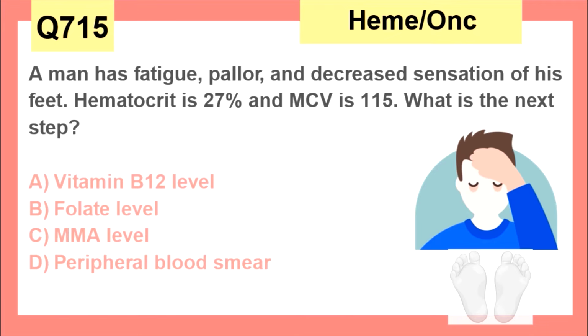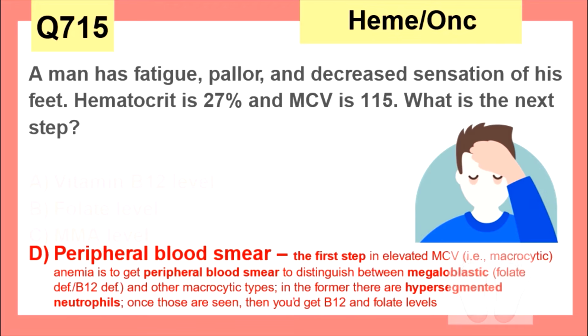A man has fatigue, pallor, and decreased sensation in his feet. Hematocrit is 27%, and MCV is 115, so it's high. What is the next step? We want to get a peripheral blood smear, and this is to see if there are hypersegmented neutrophils in order to distinguish between macrocytic anemia, regular macrocytic, and megaloblastic, where we see the hypersegmented neutrophils. Then we can narrow it down to folate deficiency or vitamin B12 deficiency, and after that, we could do further workup, for example, with a vitamin B12 or a folate level.